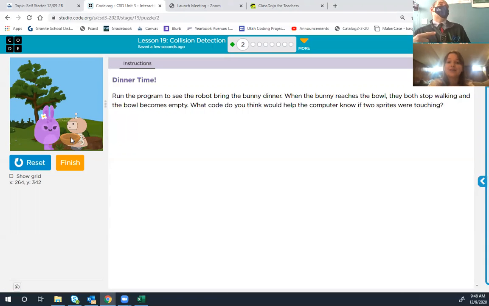What could we do in order to have this happen? What do you know of already that we could use? What code? Patton? Right, an if statement. We need a conditional. Up to this point, the only way we can tell this is if they reach the same point. So we just say, if the bunny reaches this X, and if the robot reaches this X, then we're going to have them stop. So we would have to have two different if statements for each of the two. When the robot reaches that point, we would stop the robot and we would empty the bowl. So, there we go.